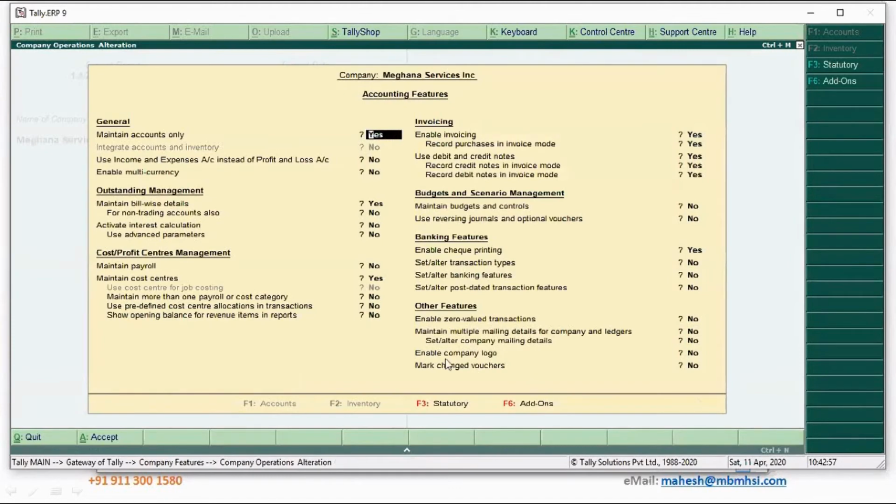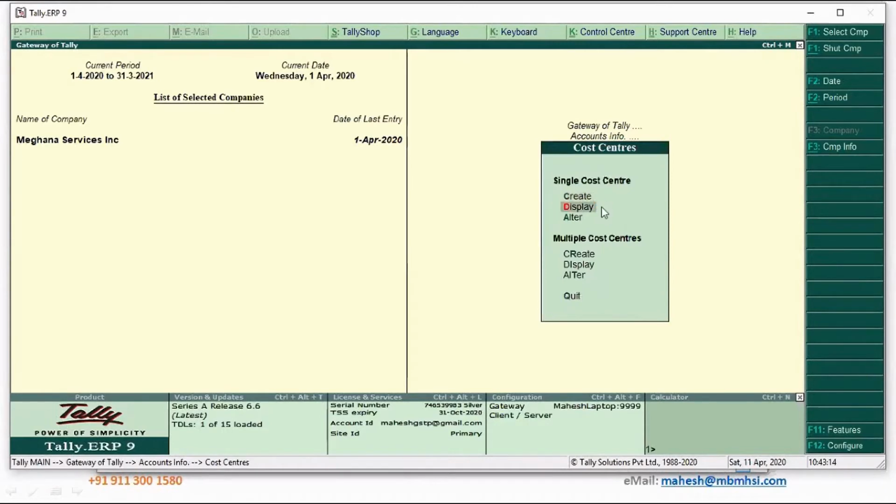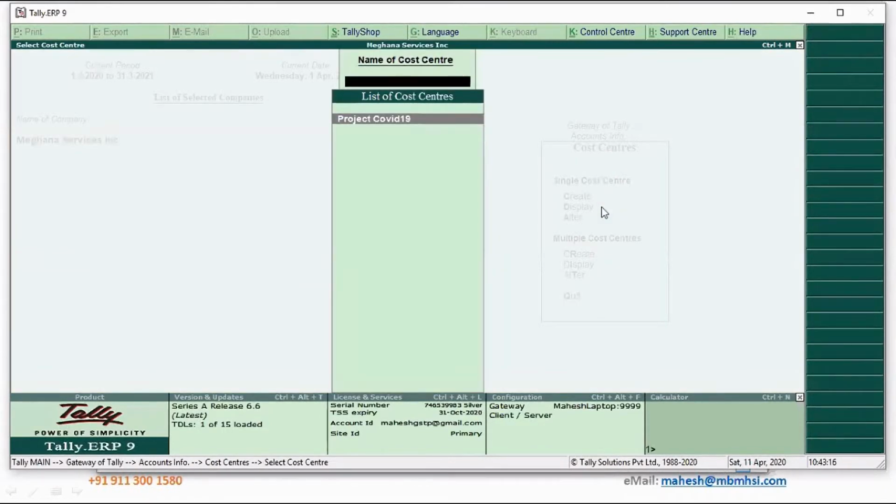the cost center. Say, for example, here I have just enabled the cost center. As you enable the cost center, you are able to see what are all the cost centers that you are using. For example, I just created on the fly one called project COVID-19. This is one cost center.